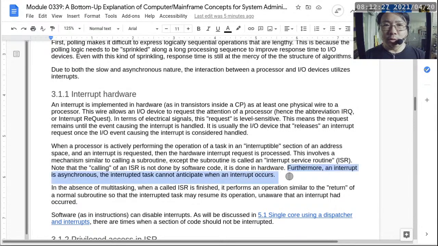Also, this is something that we talked about already. An interrupt is asynchronous. So the interrupted task can only say from here to here, an interrupt can happen, but it cannot really predict when the interrupt is going to happen, or whether any interrupt is going to happen within that section of code.